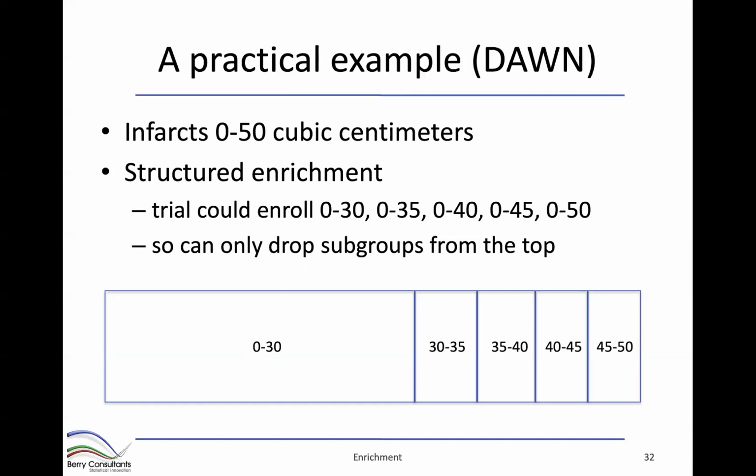And what DAWN is really doing is allowing enrichment only from the top. So you can gradually remove groups from the top of this, and potentially you can add back. But you've got a sliding scale here. You can't drop 0 to 30. You can't enroll 35 to 40 unless you're enrolling everything smaller. So that's why I'm calling this structured enrichment. All of the dropping only happens from the top, and you could add it back if it made sense to do so. So, structured enrichment.